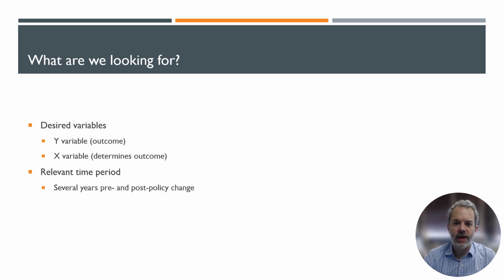This brings us to our second issue for data set. We need the data to cover a relevant time period, typically several years before and after a policy change. Third, most methods in economics for recovering causal effects require an untreated comparison group, so we'll need data on both treated and untreated units.